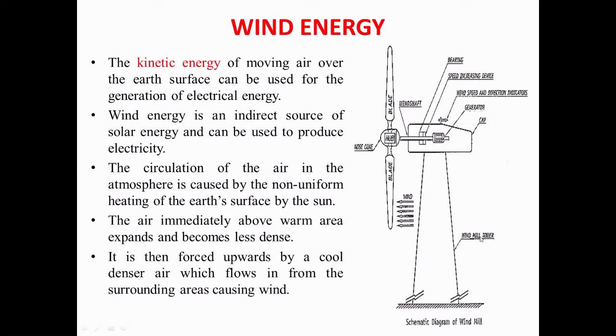You have a blade, a hub, and a shaft which is mounted on a generator, and it is interconnected to the transmission lines and transformer, and thereby the power is applied to the required places. The kinetic energy of the moving air over the earth's surface can be used for the generation of electrical energy. Wind energy is an indirect source of solar energy, which can be utilized to produce electricity.